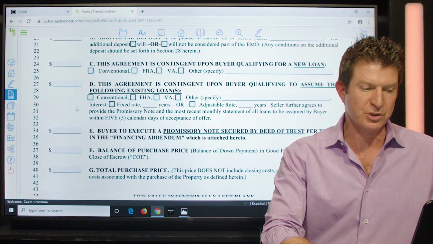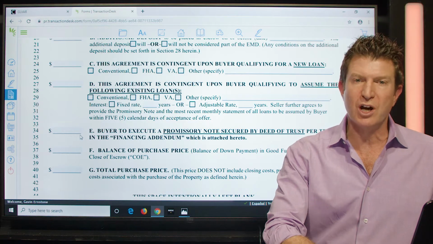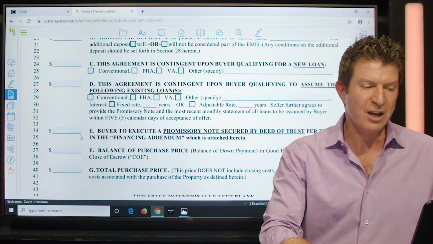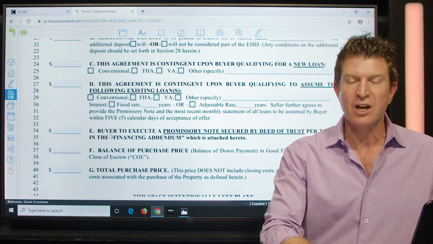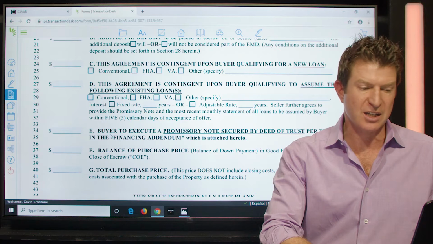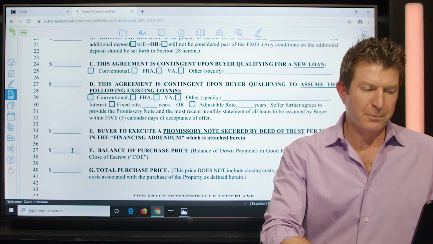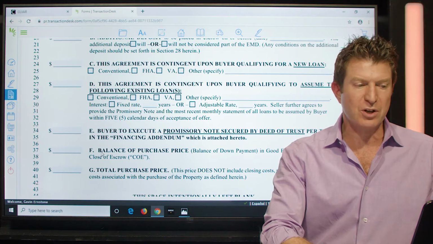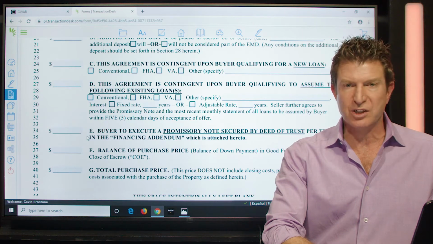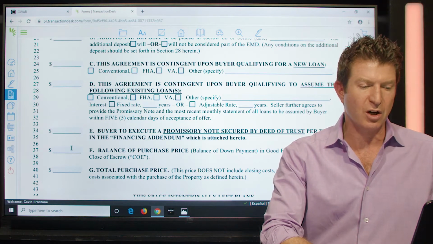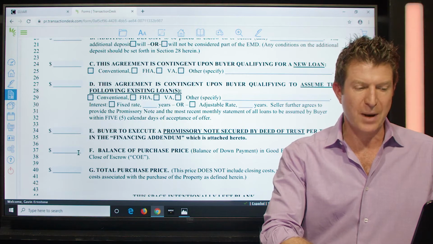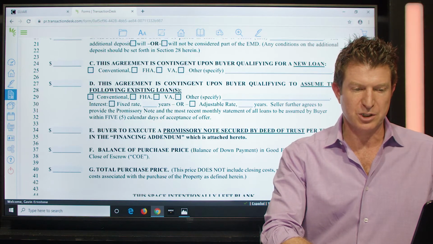Very, very important. If it's a promissory note, this is when we're doing a seller carry. The amount gets put in there, but then we do the financing addendum separately, and all the terms of that promissory note get spelled out in the financing addendum. Last part here is the balance of the purchase price. So you're going to take the total price, you're going to minus the earnest money, you're going to minus the loan amount or the amount that's being carried, and the remainder is put in there as balance of purchase price.